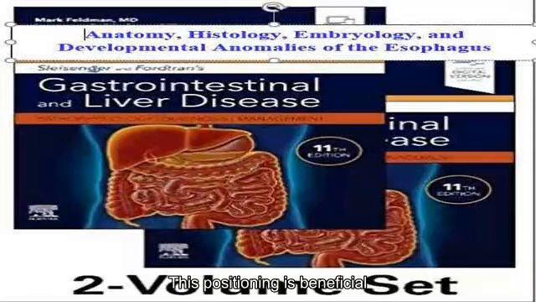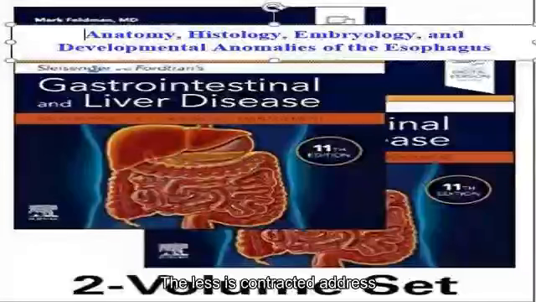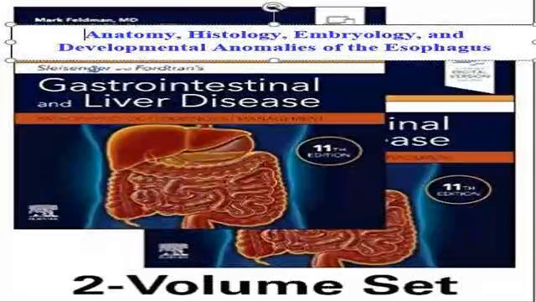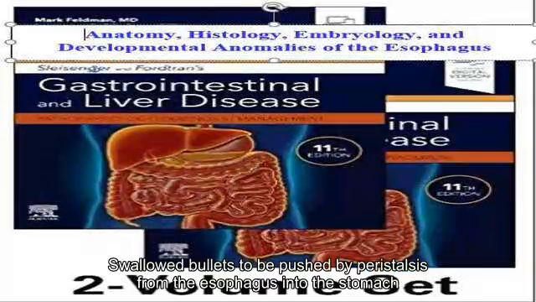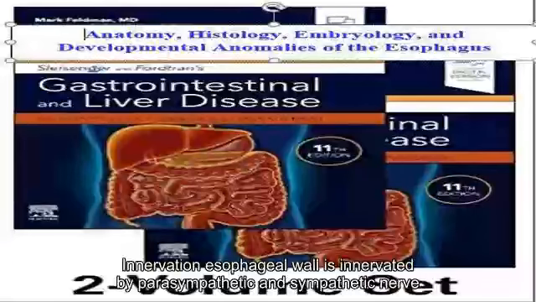This positioning is beneficial because it enables diaphragmatic contractions to assist the LES in maintenance of a high-pressure zone during exercise. The LES is contracted at rest, creating a high-pressure zone that prevents gastric contents from entering the esophagus. During swallowing, the LES relaxes to permit the swallowed bolus to be pushed by peristalsis from the esophagus into the stomach. Innervation. The esophageal wall is innervated by parasympathetic and sympathetic nerves.